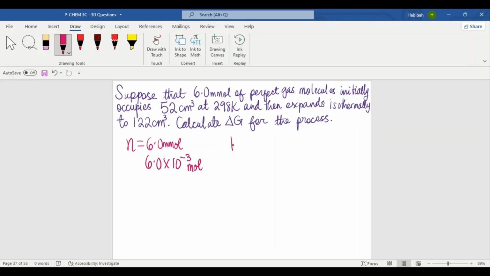So we have an initial volume to be 52 centimeter cubed at 298 Kelvin, and then expands isothermally. So we have the final volume to be 122 centimeter cubed. And then we're told that this is an isothermal question. So that means the temperature is constant throughout the entire process of expansion. And that value for temperature is 298 Kelvin. So calculate the change in G for the process.